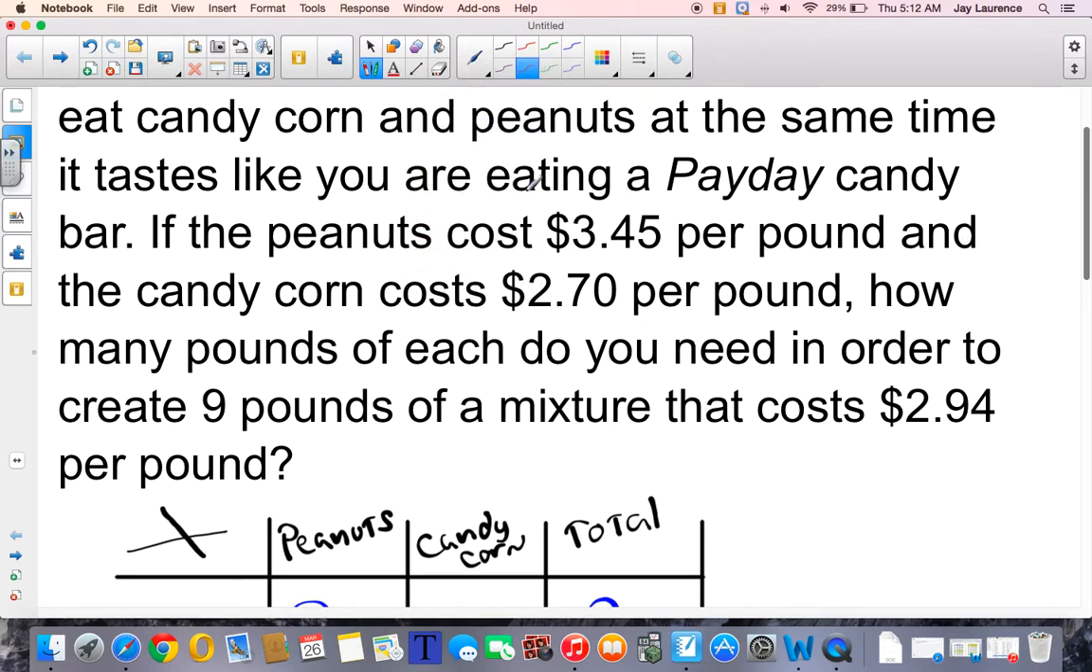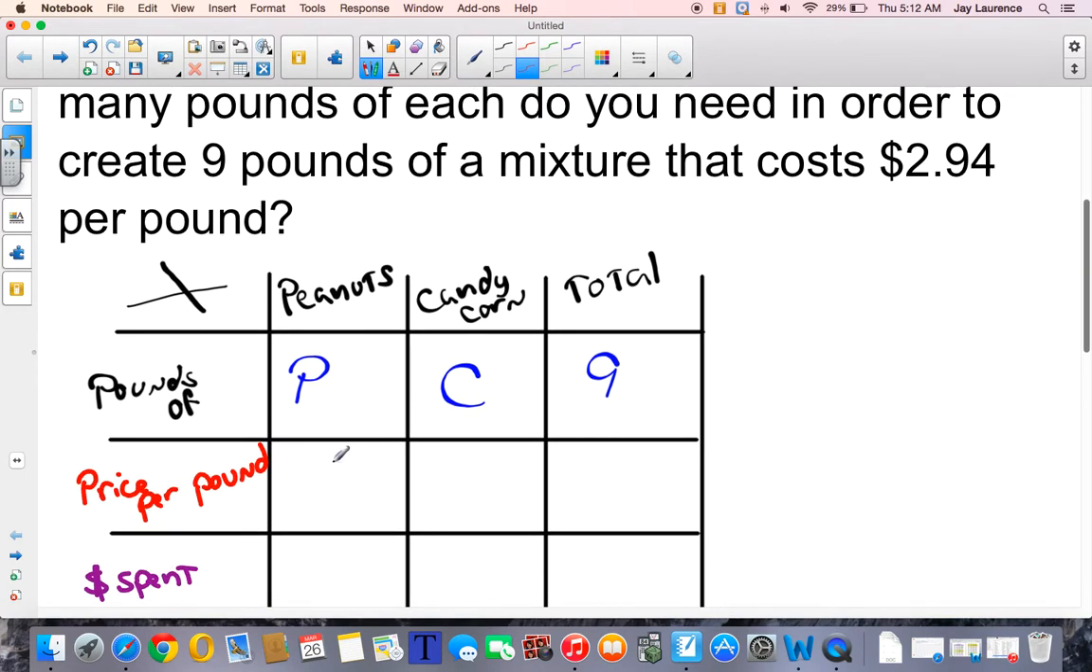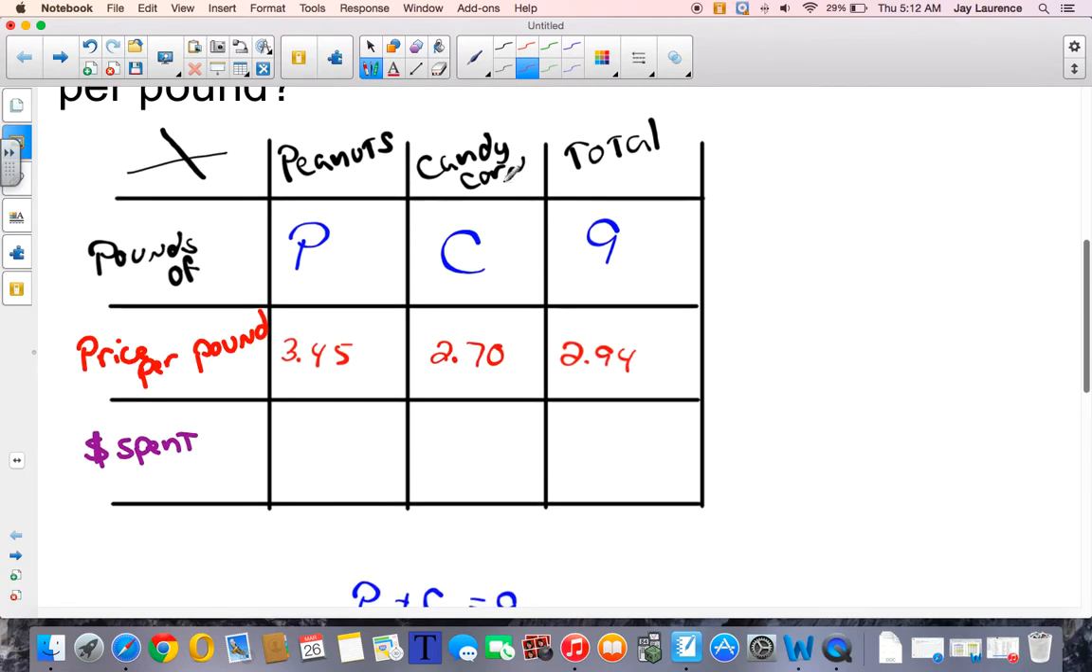Anyway, we got $3.45 per pound for the peanuts and $2.70. Okay, so I need a $3.45 here and a $2.70 here, right? And then the total mixture is $2.94 per pound. Okay, now here's why the chart is just so darn handy. To get the money spent on the peanuts, we're going to take the pounds of peanuts and multiply by the price per pound, right? And then we're going to multiply the pounds of candy corn by the price, the $2.70 per pound, right?